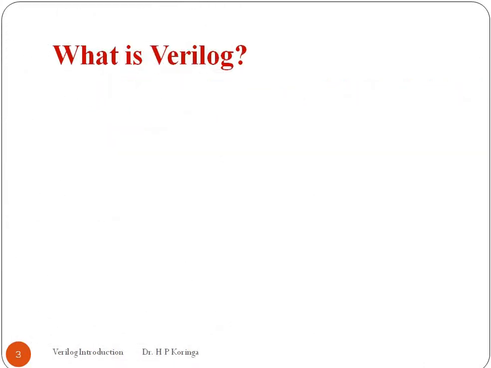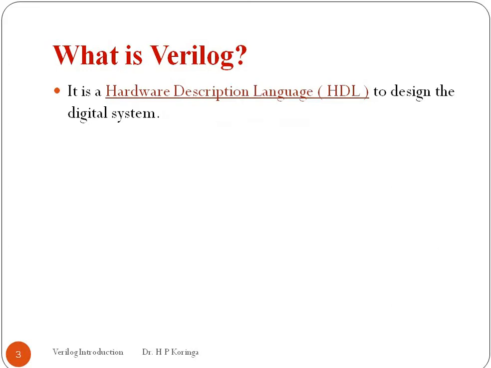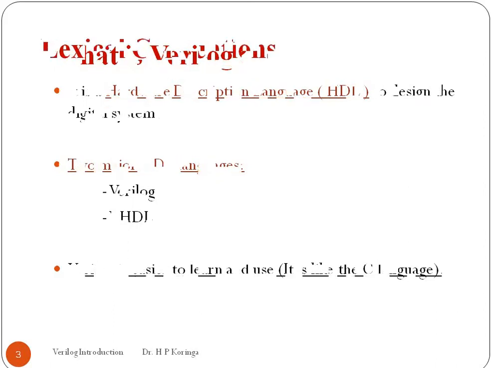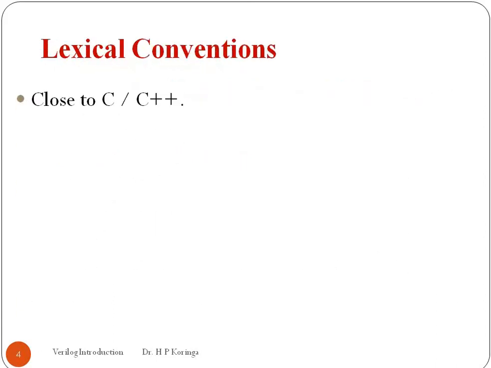So what is Verilog? It is a hardware description language to design digital systems. Verilog is used to describe a digital system architecture in a programming language. We have two major HDL languages: one is Verilog and another is VHDL. Verilog is easier to learn and use because its structure is like the C language. So Verilog is close to C and C++.